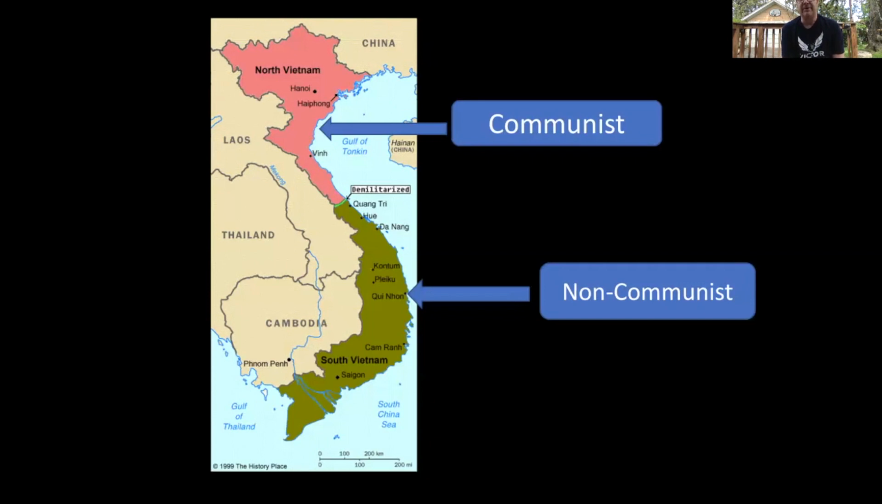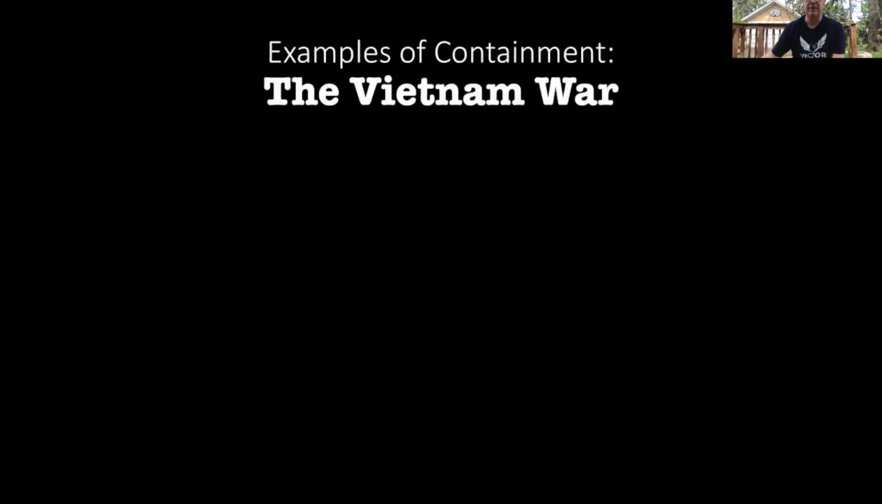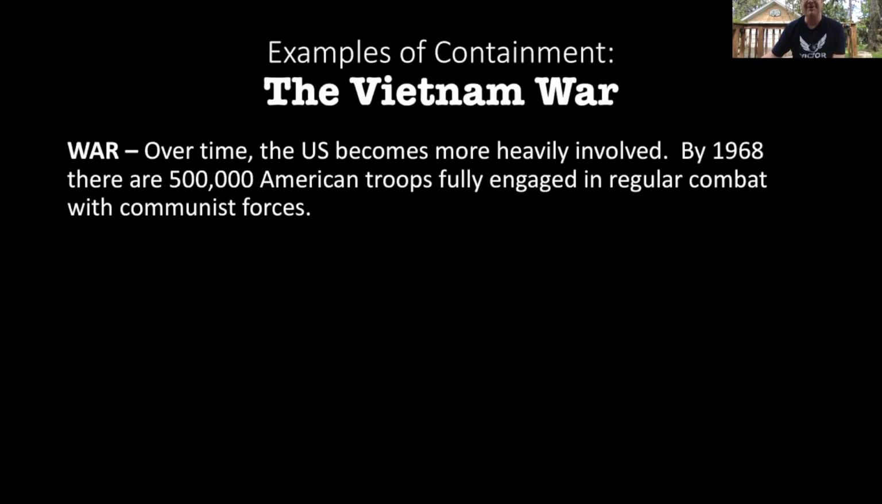And it's not a Republican or a Democrat thing. There are Republican presidents and Democrat presidents who are both heavily invested in doing this. It was a pretty unified sort of United States way of thinking during the Cold War: stop the spread of communism. All right. So by the time 1968 rolls around, we've got 500,000 American troops there.